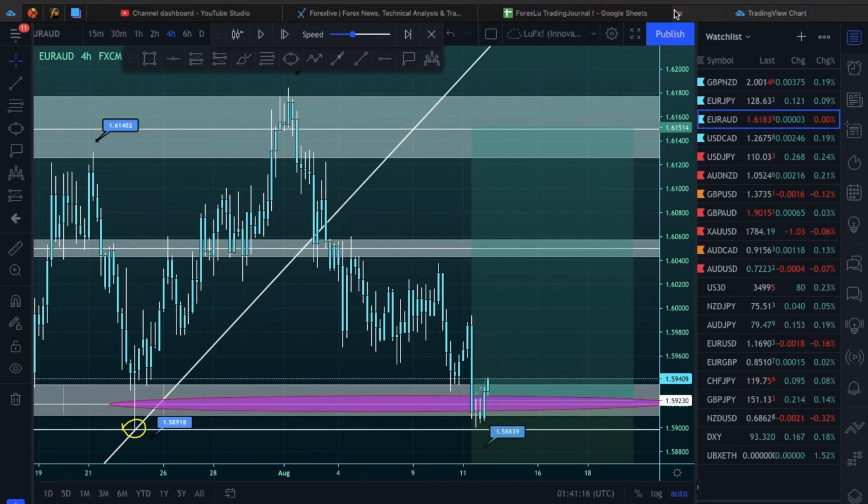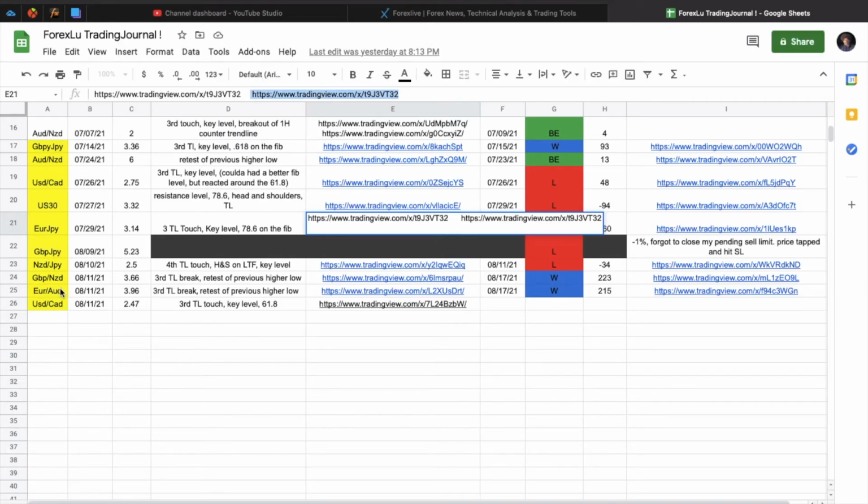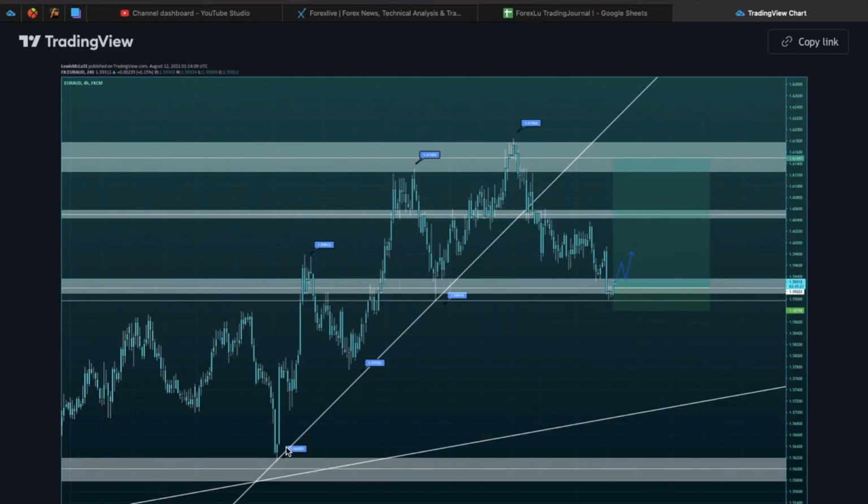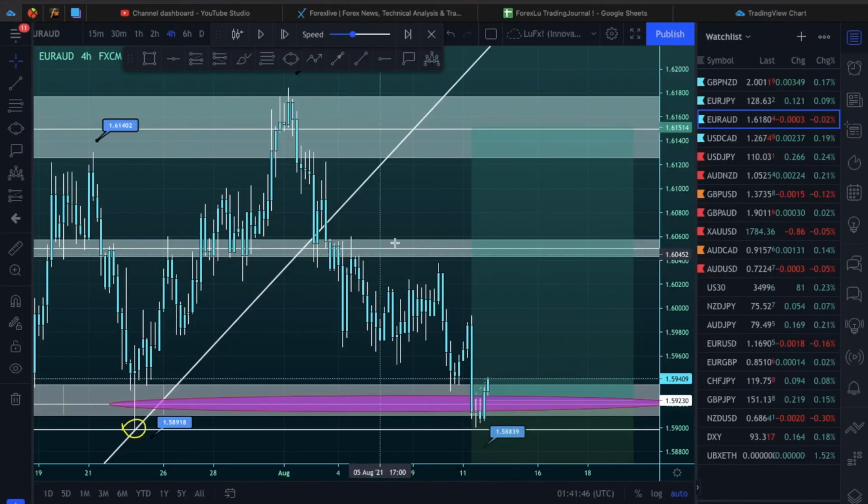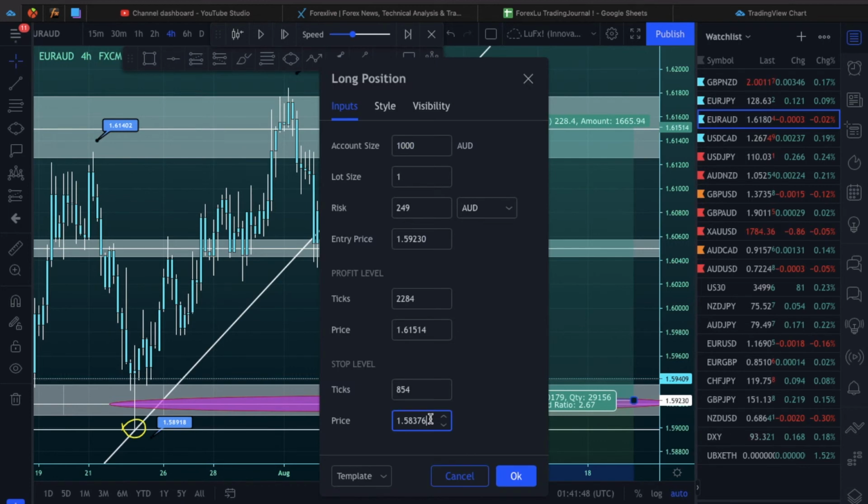So if we go back to my Google Sheets, this is what it looked like when I got into the trade, right? So low, high, higher low, higher high, higher low, higher high, breaking the third trend line, come back to test the previous higher low, minimum risk, maximum reward, right? So once it made this bullish engulfing candle, this is when I got into the trade. My stop loss was 58798. So let's go ahead and add that. 58798.